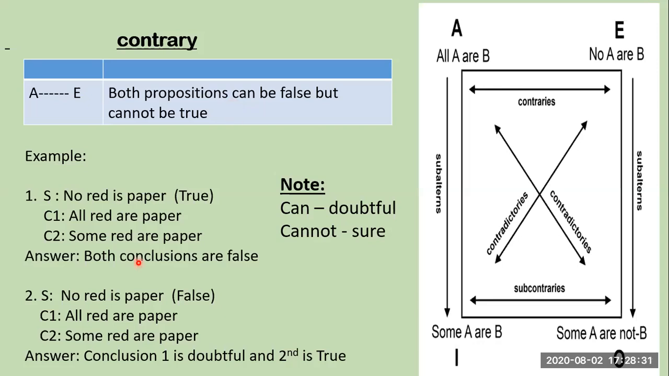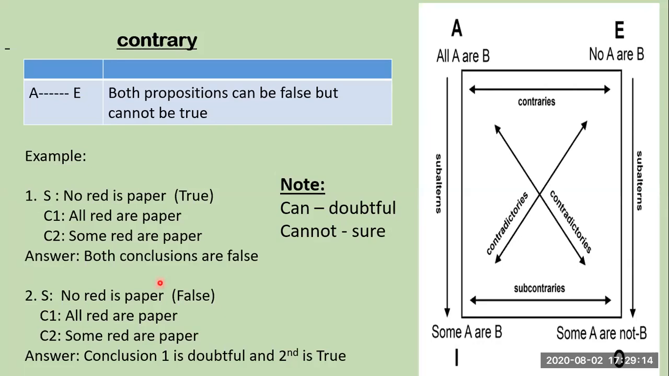So here in the bracket they have given false. False means the other should also be false. Both statements can be false. So if A is false, even conclusion one should also be false. That's the meaning of this. As I told, if you're using "can", the answer should be doubtful. So conclusion one is doubtful here. And again, move with the first statement, no red is paper. And the third one, conclusion two, is some. So it is contradictory. So if it is false, it should be true here. So conclusion one is doubtful, conclusion two is true. Clear? Any doubt with this?